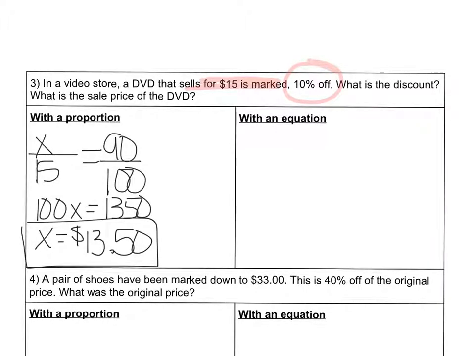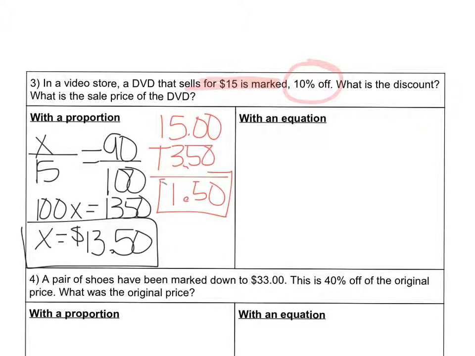Okay, there's our proportion, and I solved it. Now, I figured out $13.50. That's how much you're paying for the DVD. That's the sale price. To figure out how much the discount is, in case you haven't already figured that out, you would do the $15, the original price, minus the $13.50. Okay? And you should get $1.50. So the $1.50 is how much the discount was.